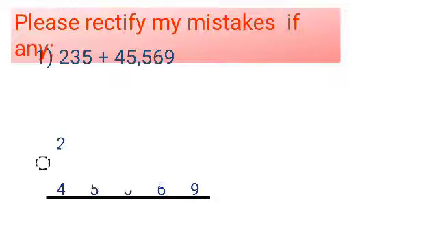Now let's have some fun with these numbers. Here I have made some mistakes and you have to rectify my mistakes. As you can see here, my question is I have to add 235 with 45,569, and I have written my addition in this way. Now I have added both the numbers. Here is my answer. Now will you tell me whether my method of writing is correct or wrong, or my answer is right or wrong? You have to identify that.